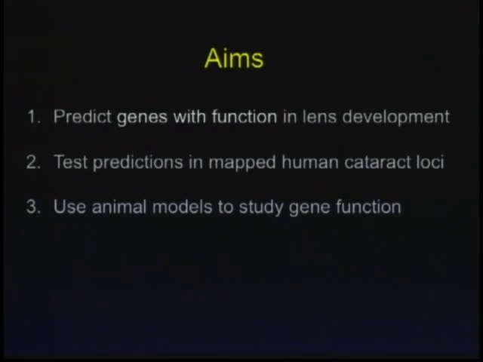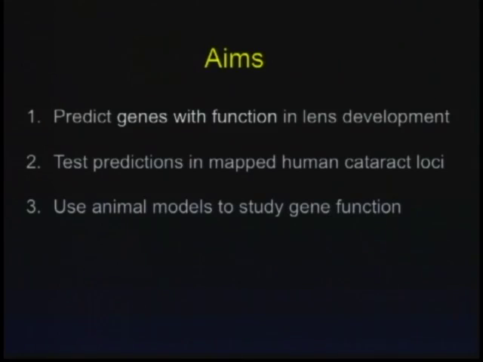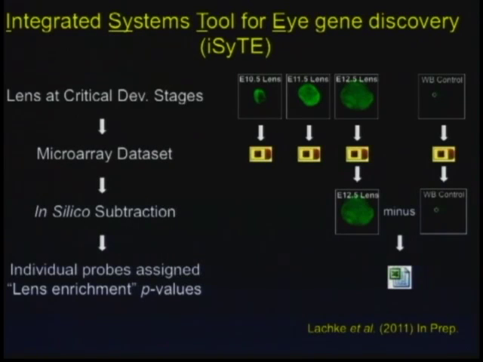When I joined Richard Maas's lab a few years ago, I had 3 specific aims, my own personal aims. I wanted to be able to really make a tool by which I could predict genes which have a function in lens development. And then I wanted to test these predictions in human patients who had pediatric cataract. And in the event that we found a novel gene, I wanted to use animal models to gain insight into the function of these candidate genes. So the tool that I have generated is called iSyTE. The I stands for integrated, SyTE stands for systems-based tool for eye gene discovery.